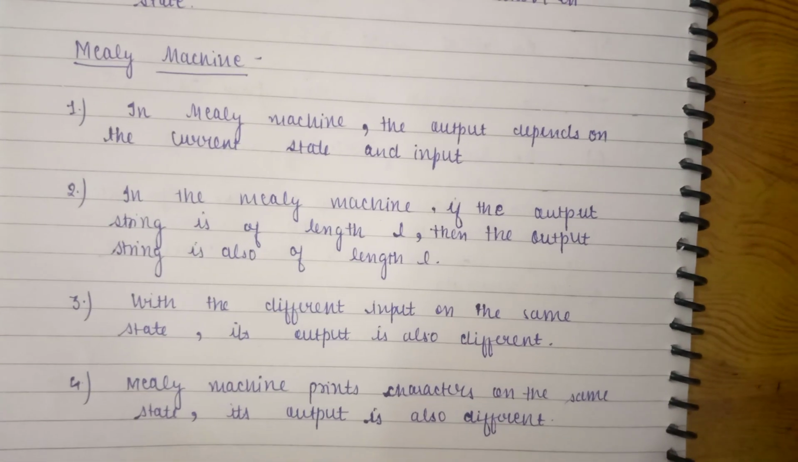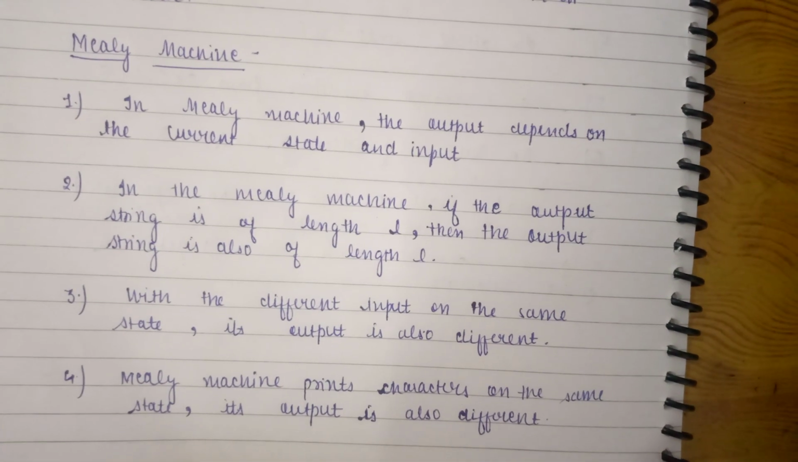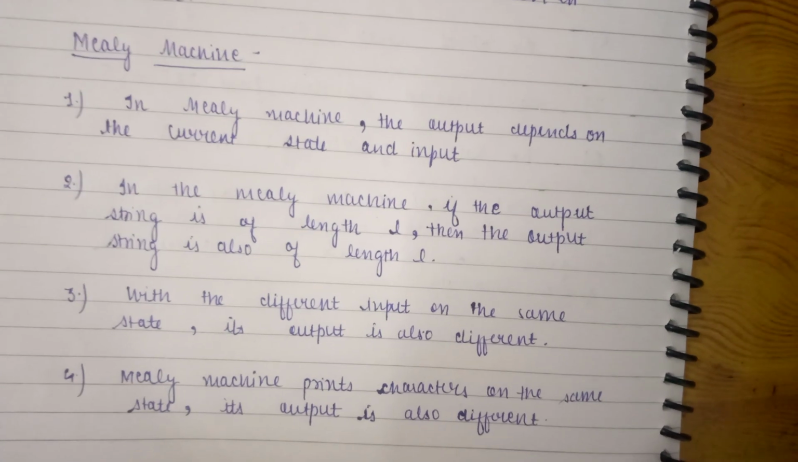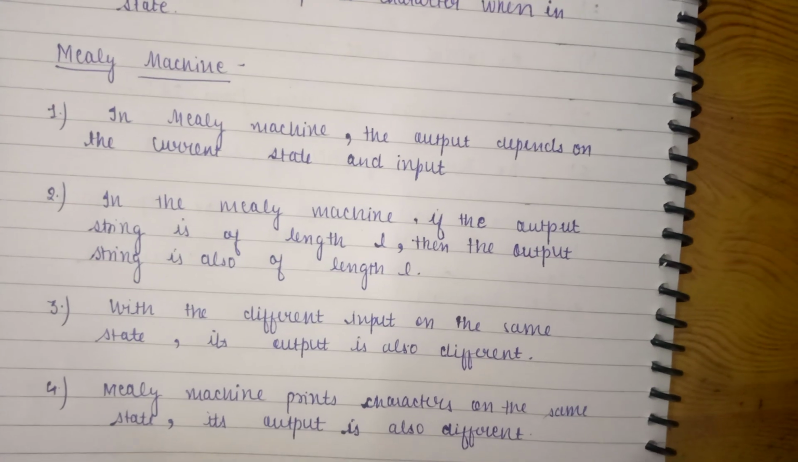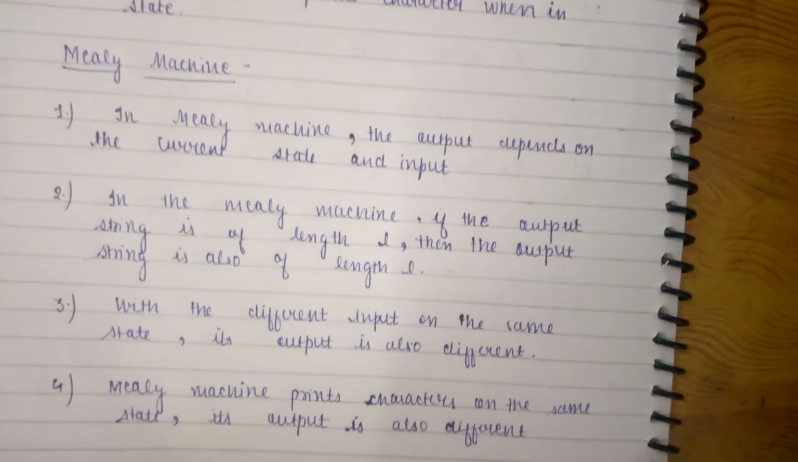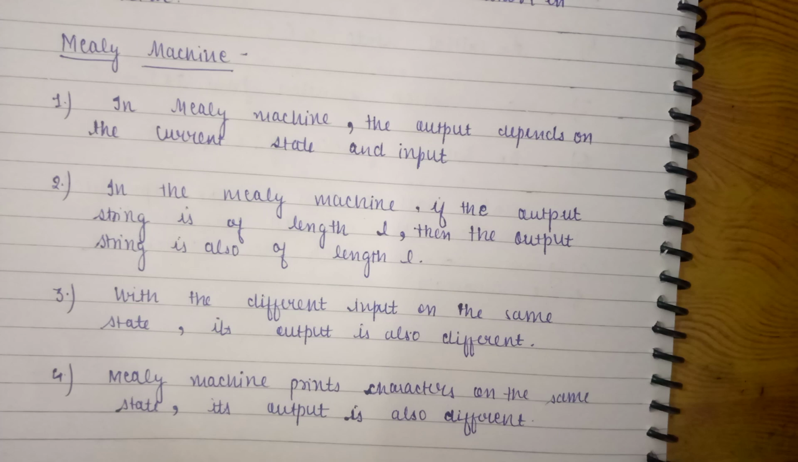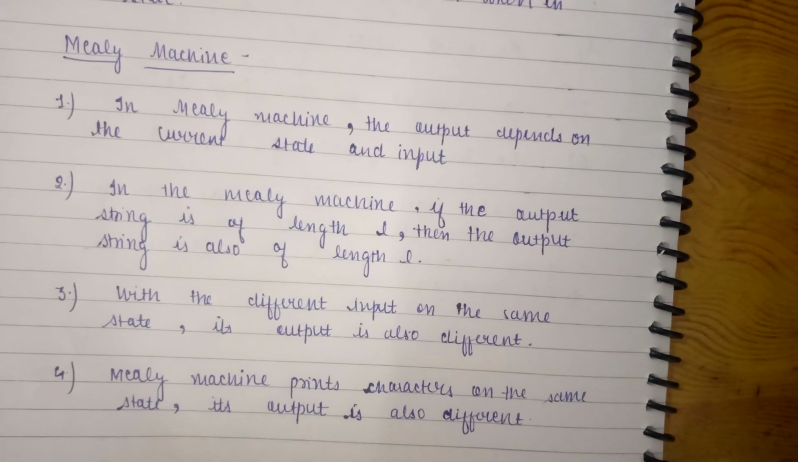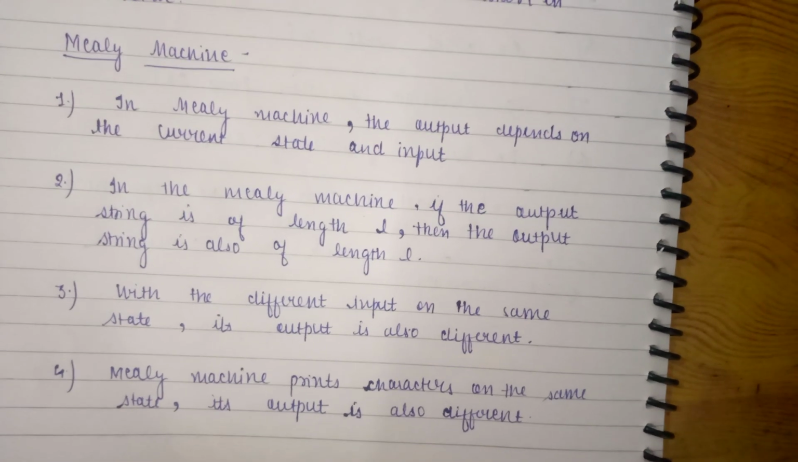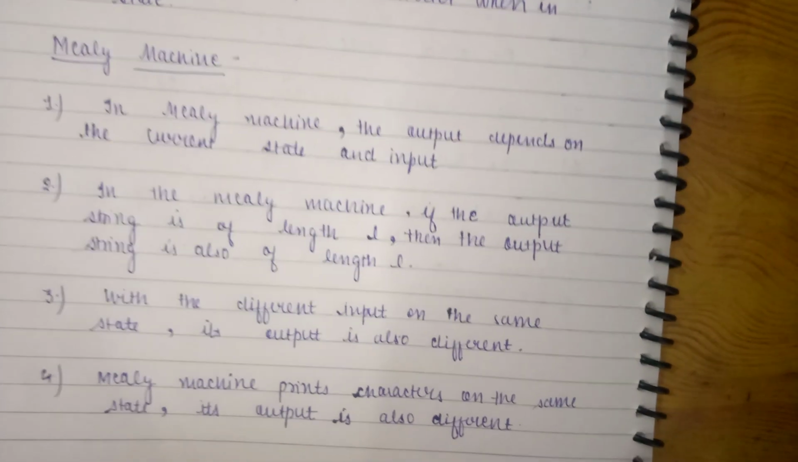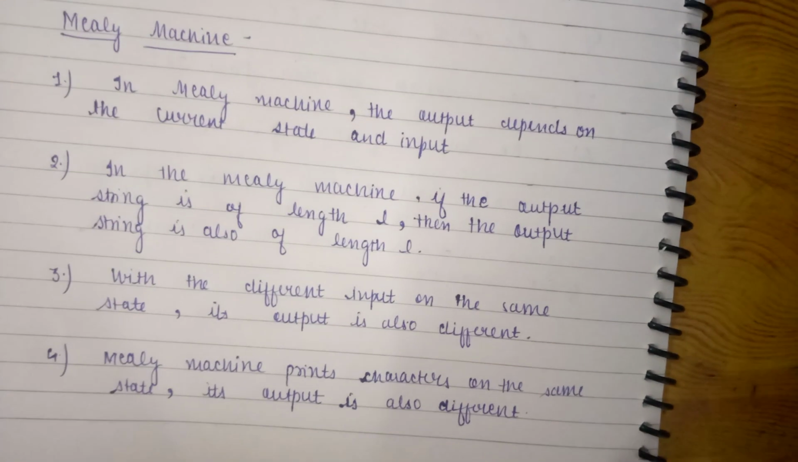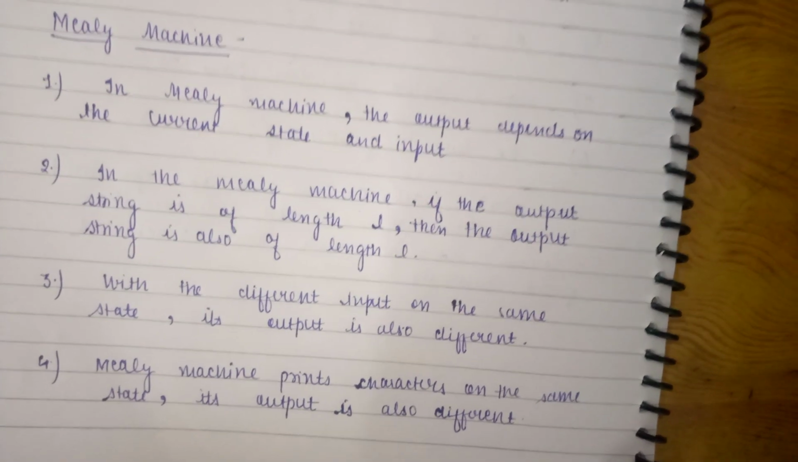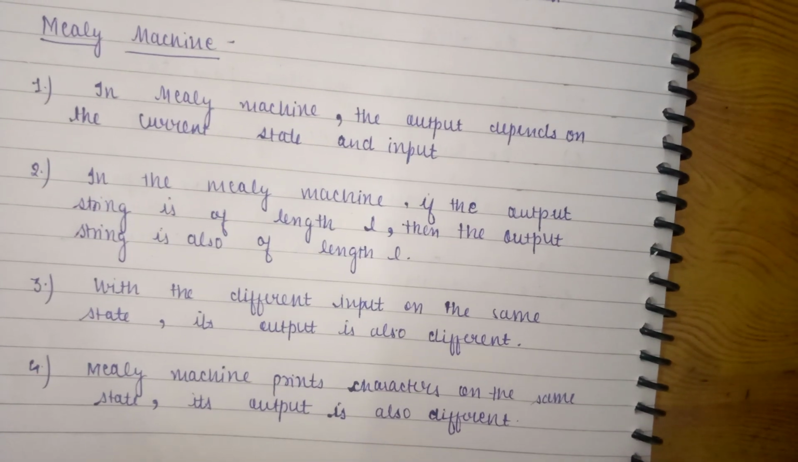Now let's come to the Mealy machine. The first point is that in the Mealy machine the output depends on the current state and input. The second point is that in the Mealy machine, if the input string is of length L, then the output string is also of length L. The third point is that with different inputs on the same state, its output is also different. And the fourth point is that the Mealy machine prints characters on transitions.